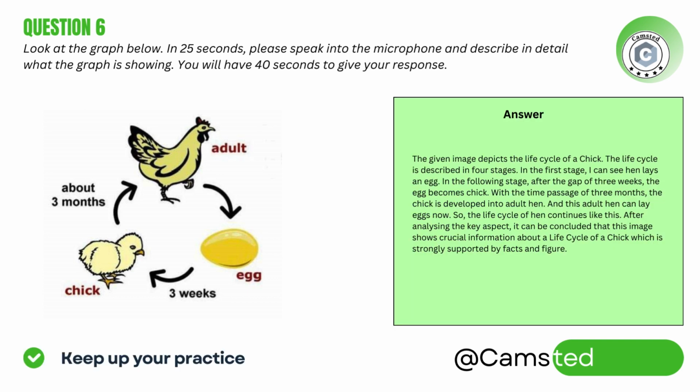The given image depicts the life cycle of a chick. The life cycle is described in 4 stages. In the first stage, I can see hen lays an egg. In the following stage, after the gap of 3 weeks, the egg becomes chick.